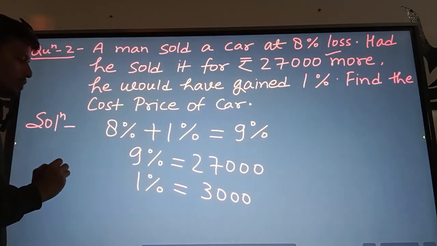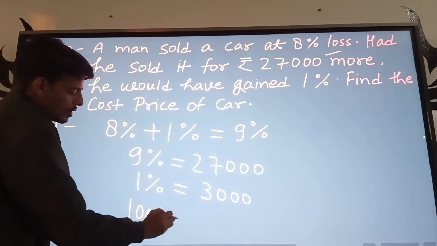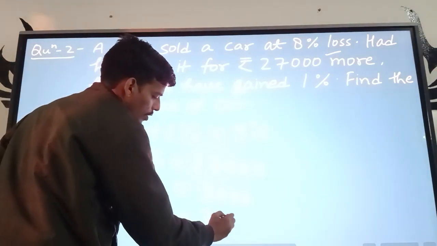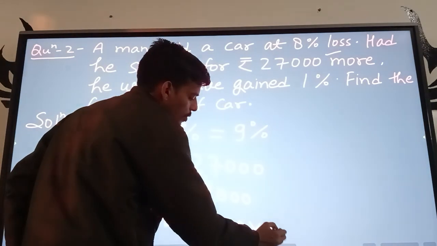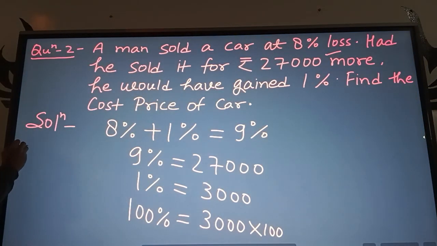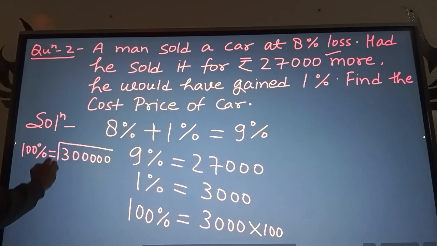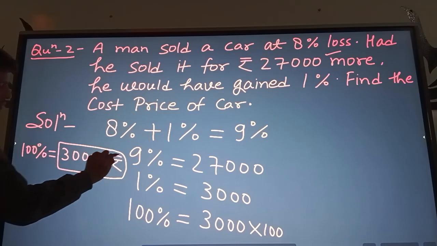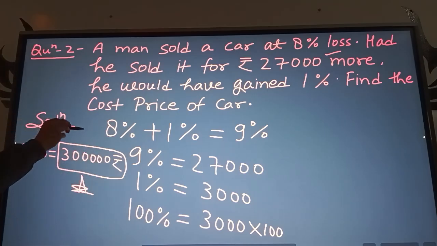1% equals 3,000. So we take 100%. 100% equals 3,000 into 100, which means 100% equals 3 lakh rupees. Rupees 3 lakh is the cost price of the car.